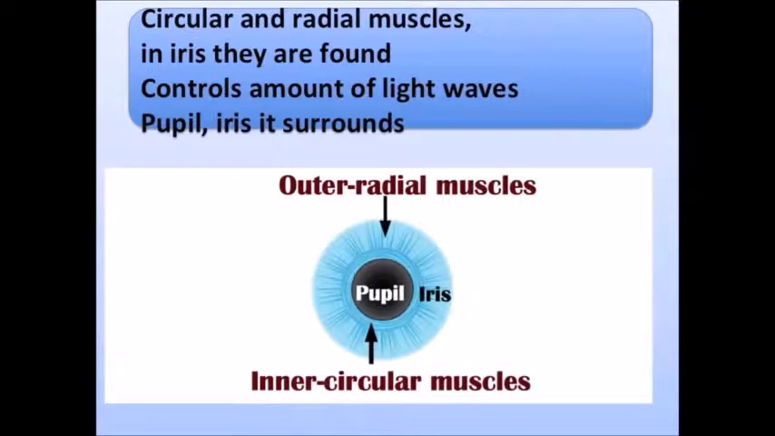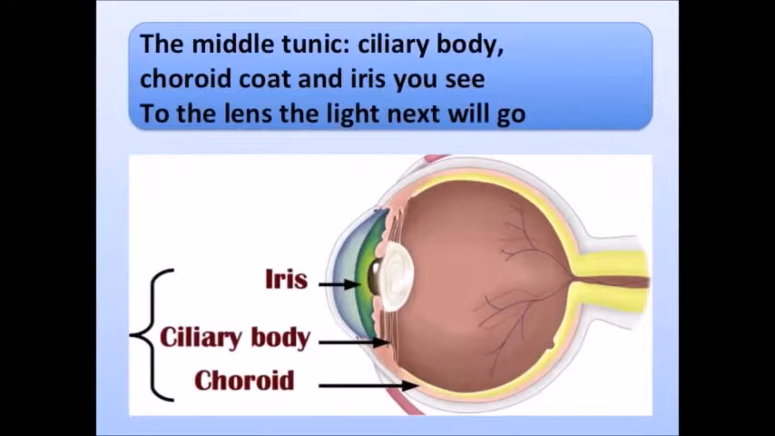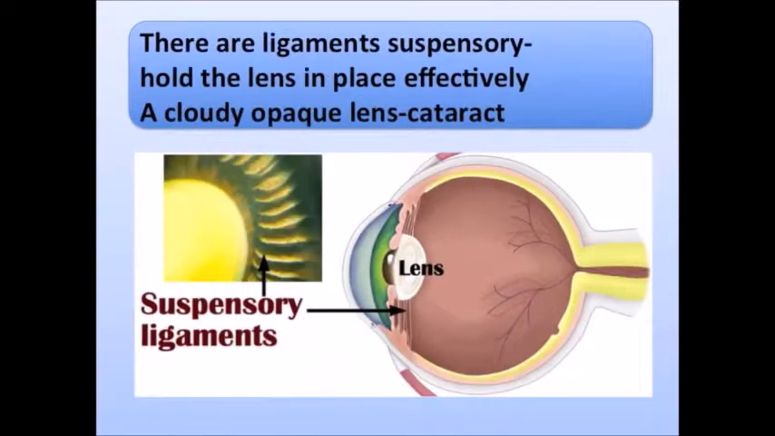Circular and radial muscles, in the iris they are found. Controls amount of light waves, pupil it surrounds. The middle tunic, ciliary body, choroid coat and iris you see. To the lens the light next will go. There are suspensory ligaments that hold the lens in place effectively.